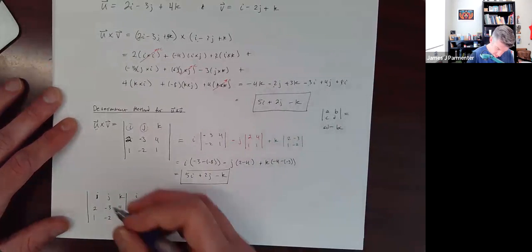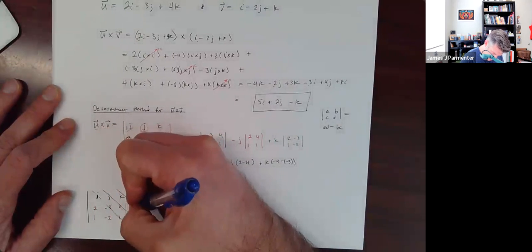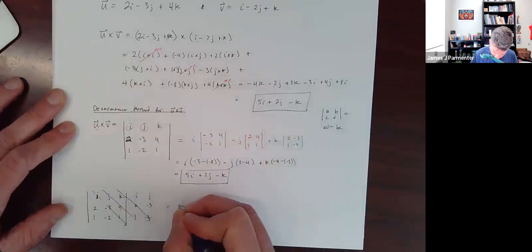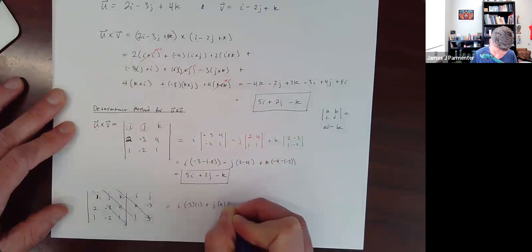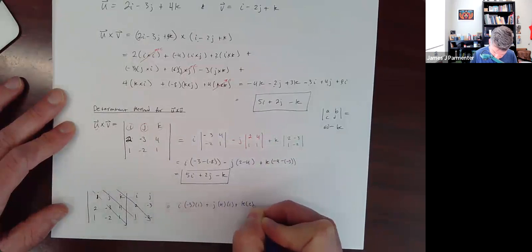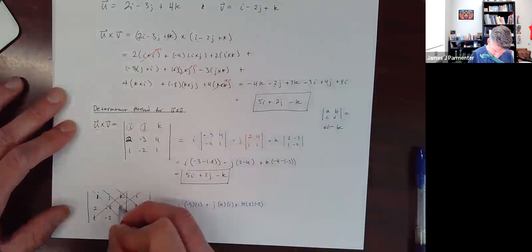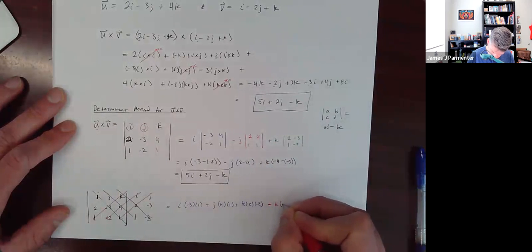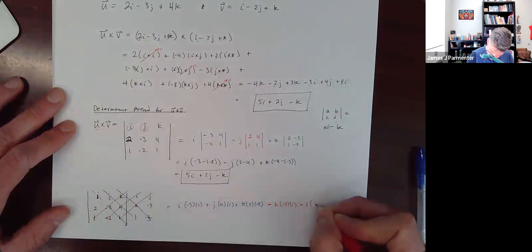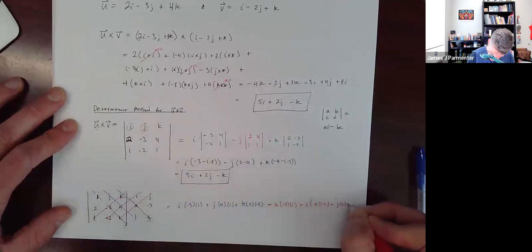And what people do is they multiply all of these together. So this, this, and this. So I'm going to get I times -3 times 1 plus J times 4 times 1 plus K times 2 times -2, minus this, this, this. So minus K times -3 times 1 minus I times 4 times -2 minus J times 2 times 1. And it should work out to be the same.